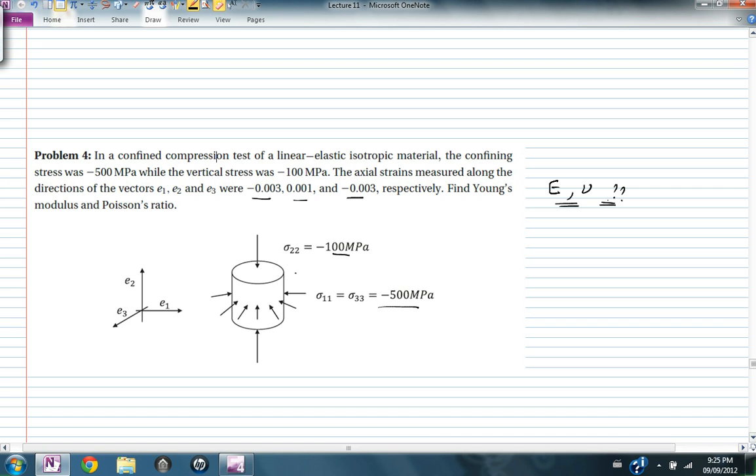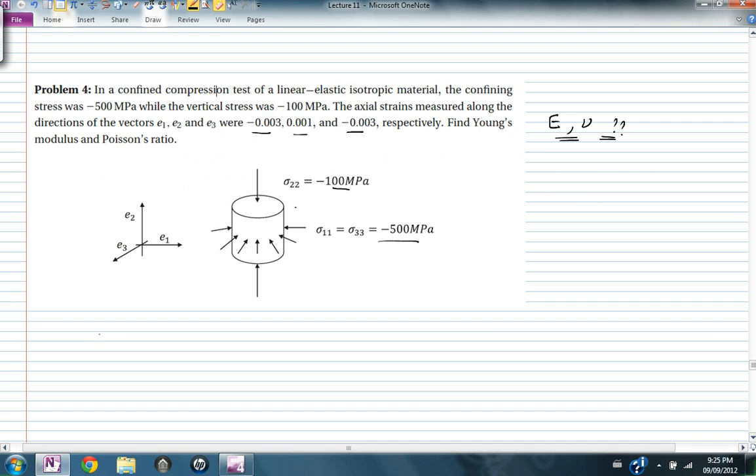Okay, so the stress matrix is given by, sorry, sigma 11 is negative 500. Sigma 22 is negative 100. Sigma 33 is negative 500. And the strain is given by epsilon 11 is equal to negative 0.003. No shear strains. Epsilon 22 is equal to 0.001. Epsilon 33 is equal to negative 0.003.